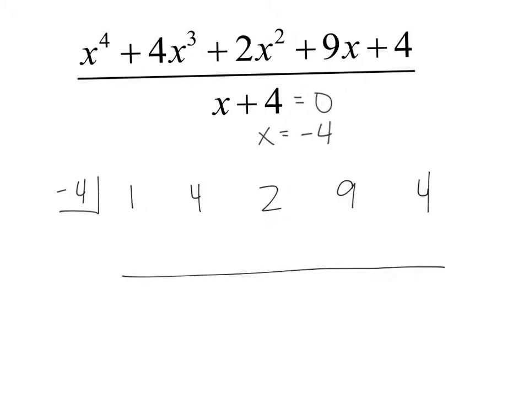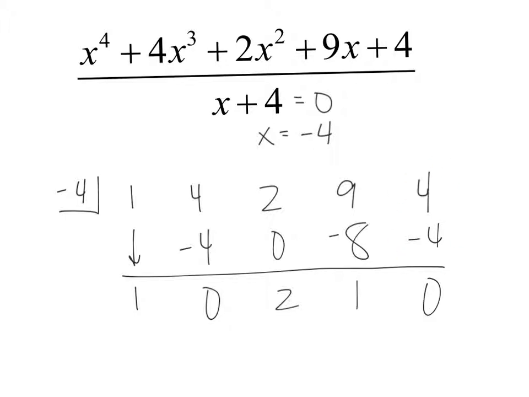Draw your line, start by bringing down the 1. And now you multiply. 1 times -4 is -4, and add. So 0. And then multiply. 0 times -4 is 0, and add. So we get 2. And multiply. 2 times -4 is -8, and add, which gives you 1. 1 times -4 is -4, and add, which means we have 0.